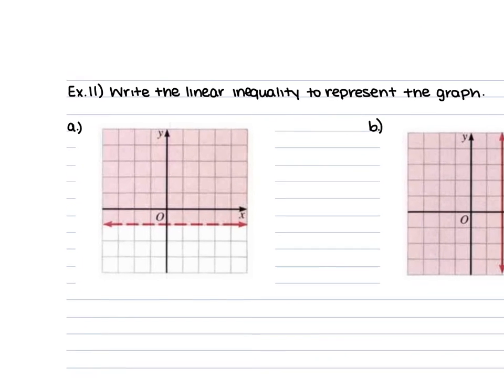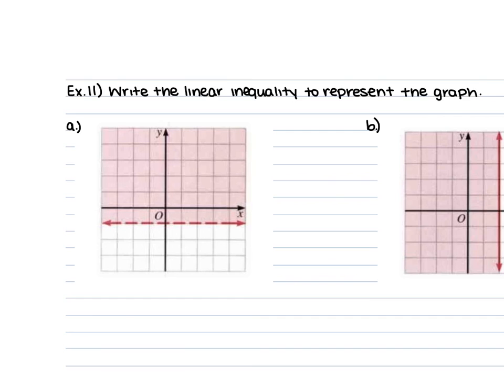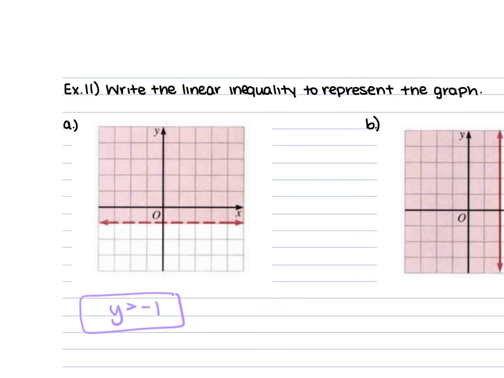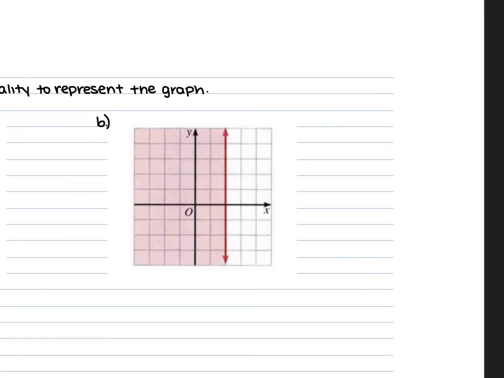For our next example, we are writing the linear inequality for this graph. This goes through the y-axis, and y is shaded above, so y is greater than. It's a dotted line, so no line underneath the inequality sign. And then where does it go through the y-axis? At -1. So y is greater than -1. For B, it's going through the x-axis, so x is shaded to the left, so that's going to be less than. It's a solid line, so we're going to put a line underneath that inequality. And then it goes through 2, so x is less than or equal to 2.